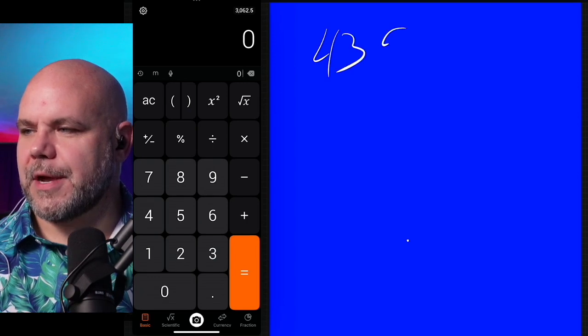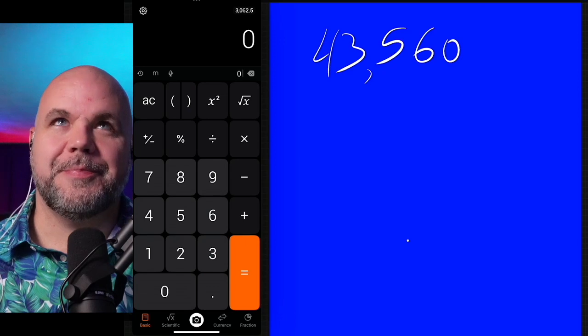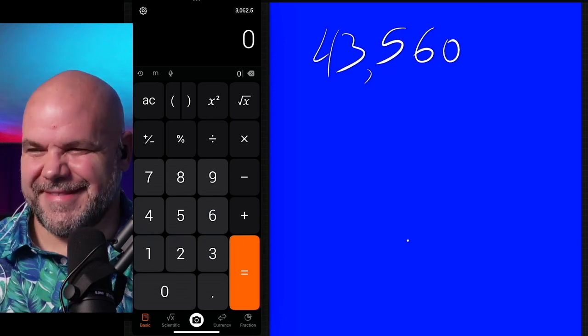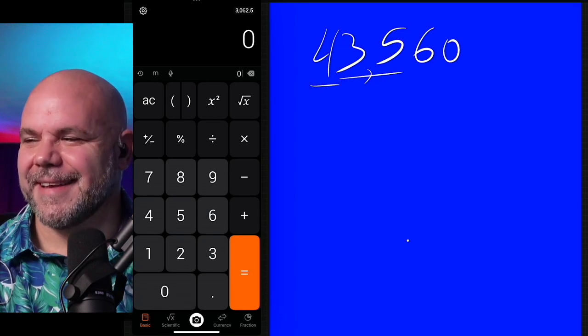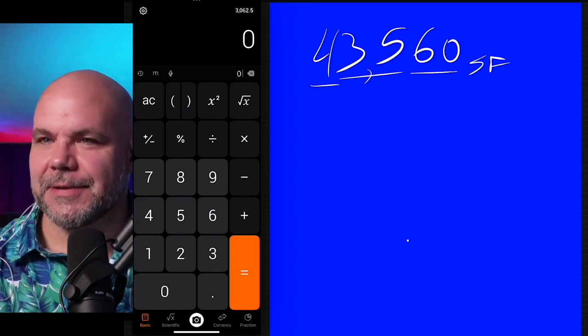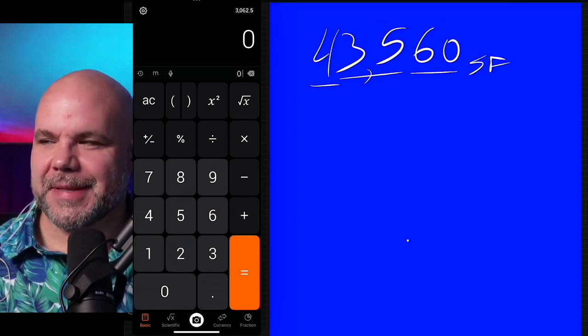43,560. There you go. What were you thinking about when you came up with that number? What's your method of remembering? Four old ladies going 35 miles per hour in a 60 mile per hour zone. Whatever works. That is what I do, and I still do it because sometimes I want to transpose numbers, but that's okay.